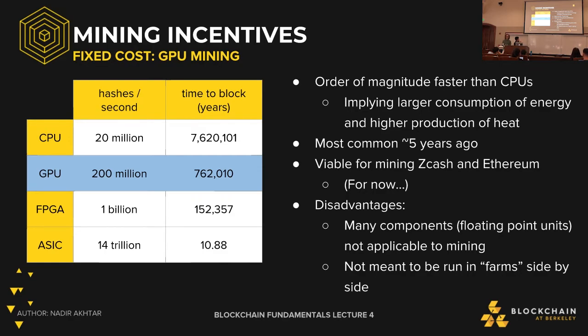Some disadvantages are that they're not great for running side to side in a mining farm. It's also good to note that they're an order of magnitude faster than a CPU. So this is significantly more competitive, and the market just kept racing and racing.